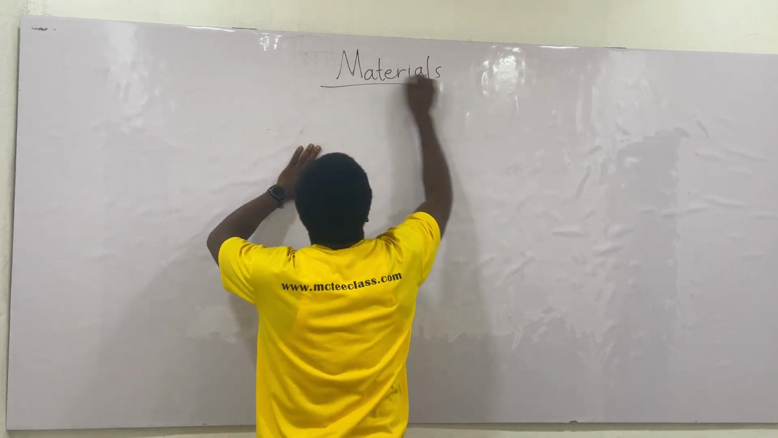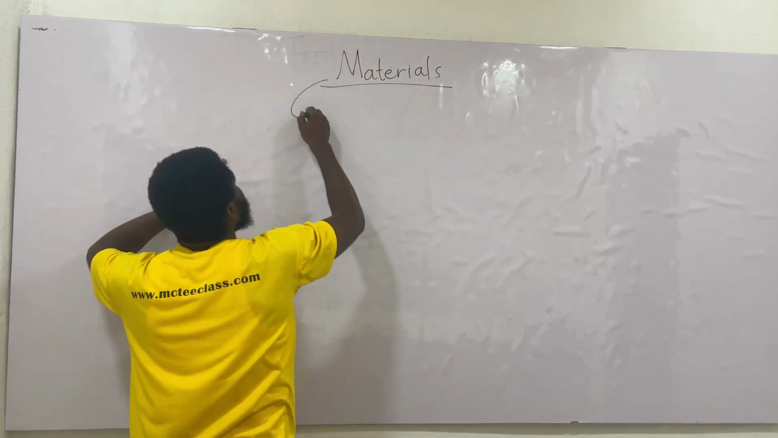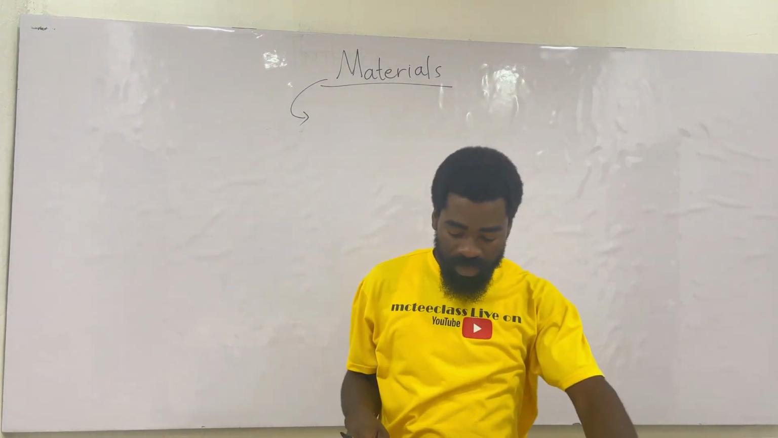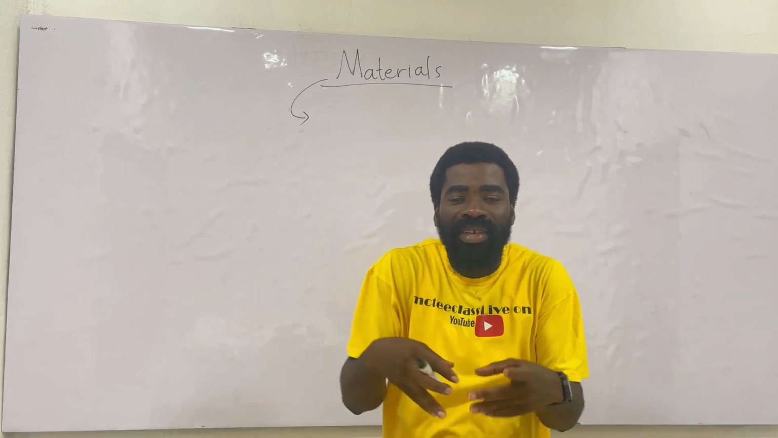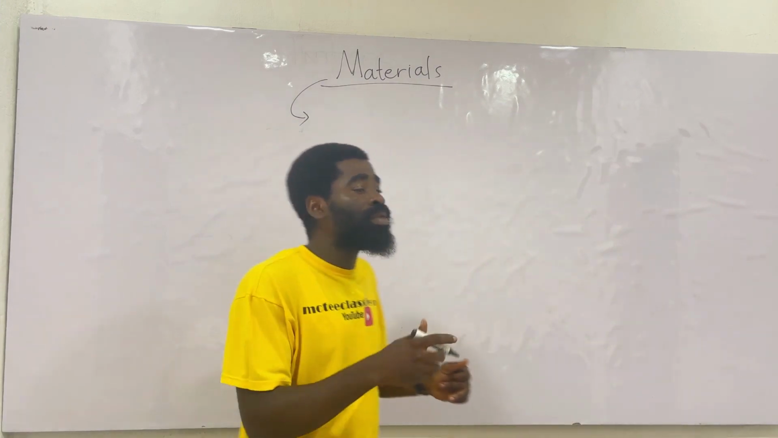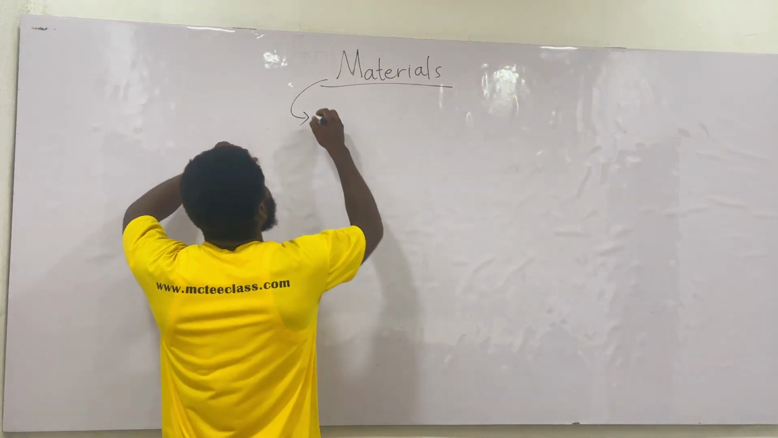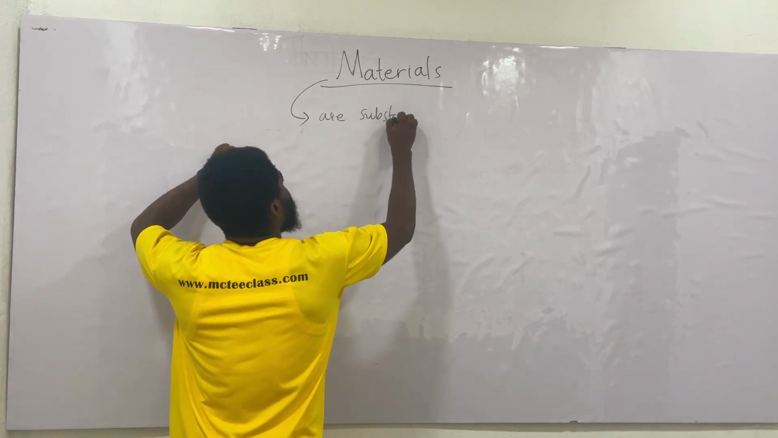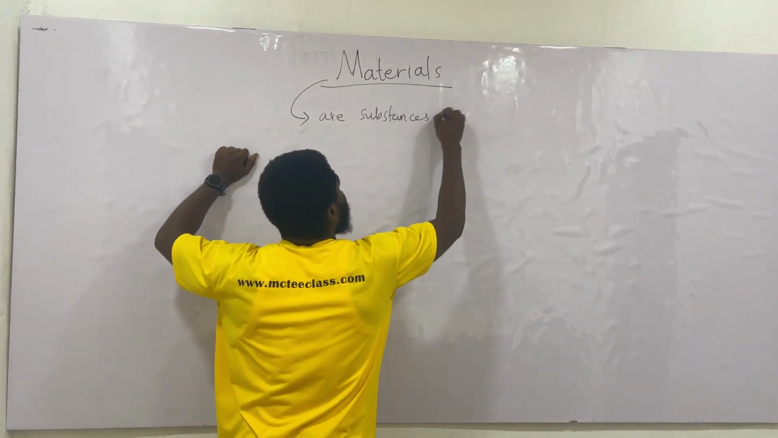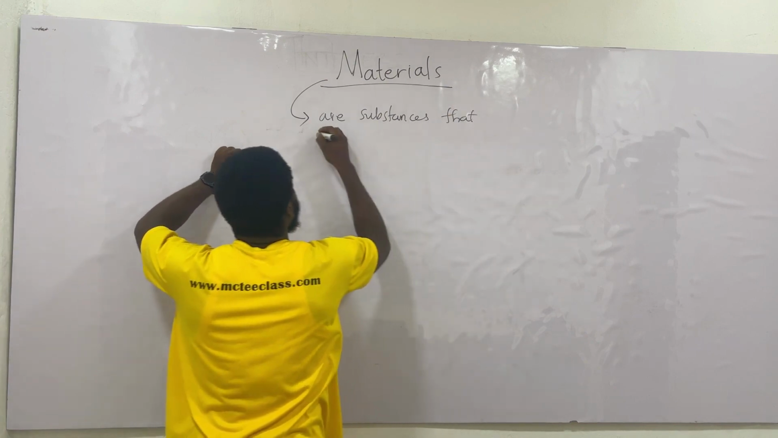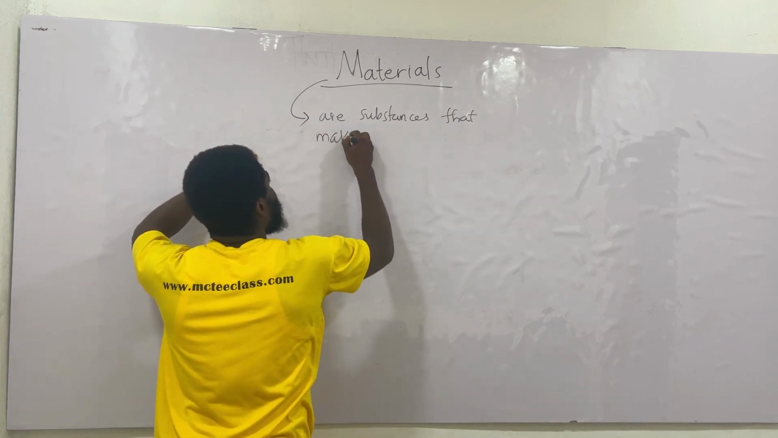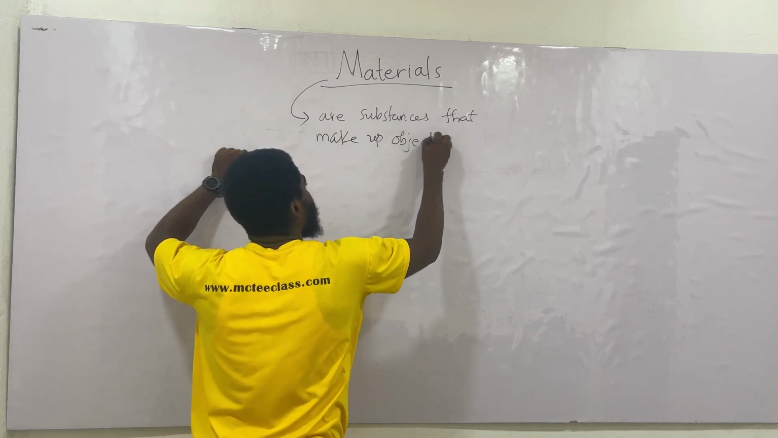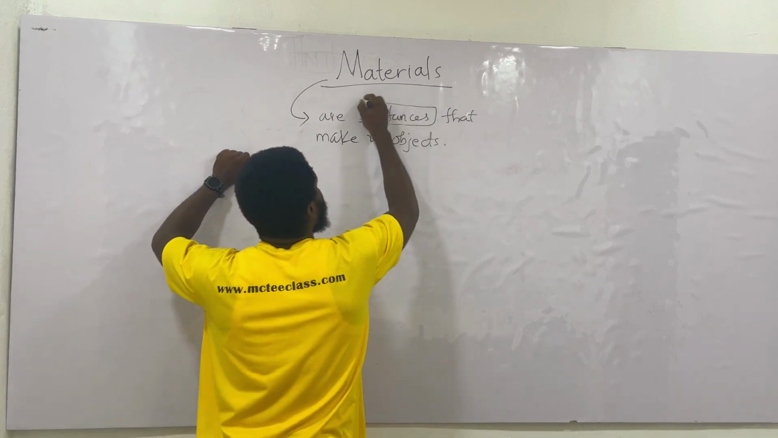So we have materials. And we are saying that a material is the makeup of what? Of objects. The substances that make up objects are referred to as what? Materials. So what are materials? Materials are substances that make, very important, that make up objects. They are substances that make up objects.